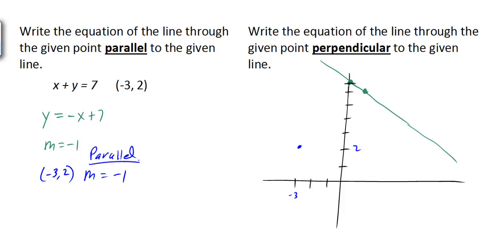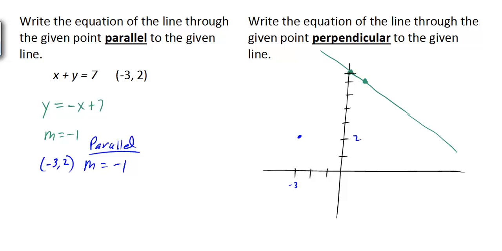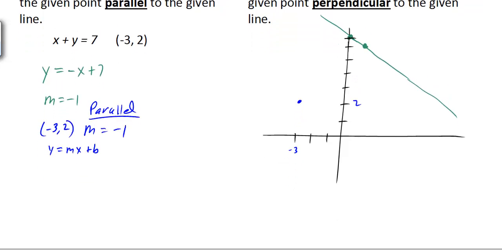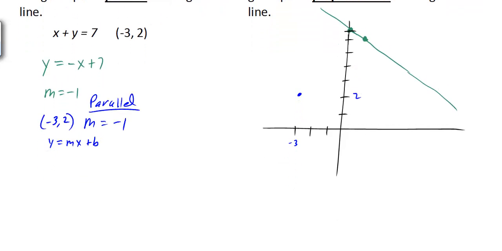parallel. So now we're going to do the same thing we've done before. And if we want to use y equals mx plus b, or you could use the point slope, we would plug 2 in for y, so 2 equals our slope, negative 1 times negative 3 plus b. So that's going to be negative 1 and negative 3 is 3. So if we have a positive 3, we have 2 equals 3 plus b. So that means b is equal to a negative 1.